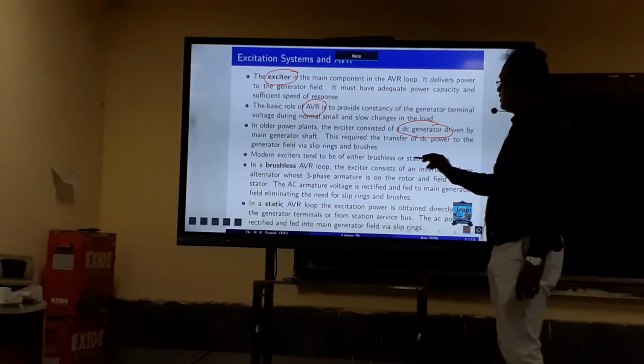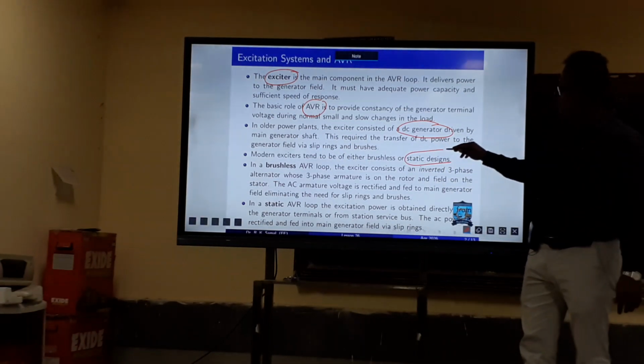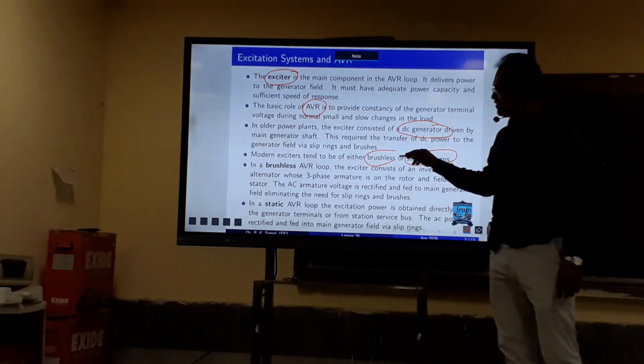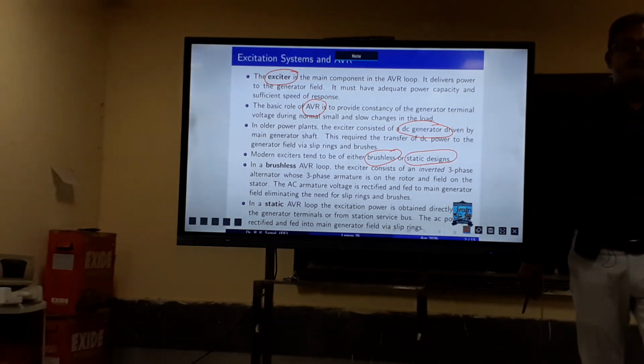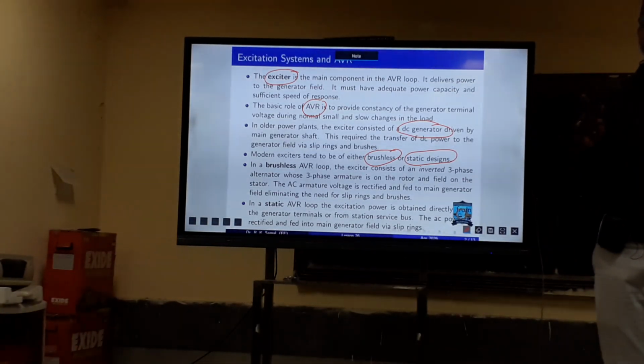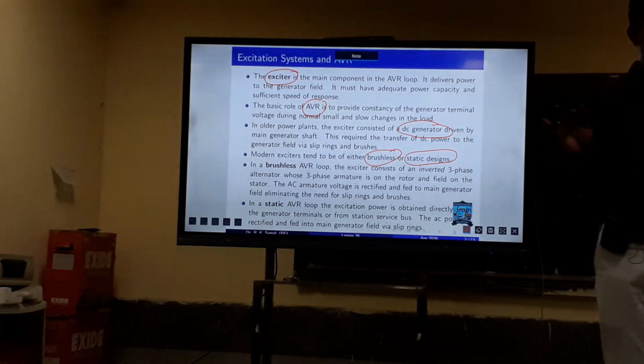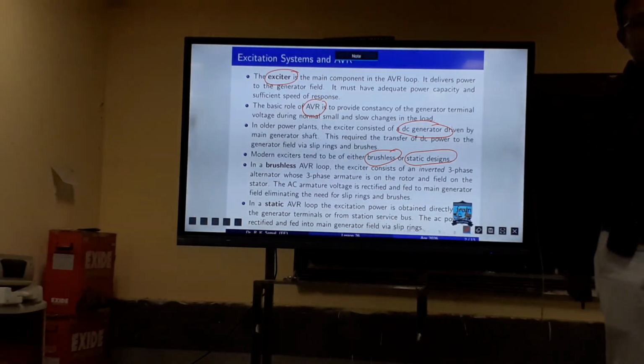Modern exciters, as I told you, tend to be either static or brushless. Brushless meaning what? The rectifier is rotating with the main field. All of you know that in alternators, the armature is stationary, whereas the field is rotating. In order to provide DC to the field, if you rotate the rectifier itself, there is no need of any brush and all these arrangements, and no maintenance. Therefore it is called a brushless excitation system.